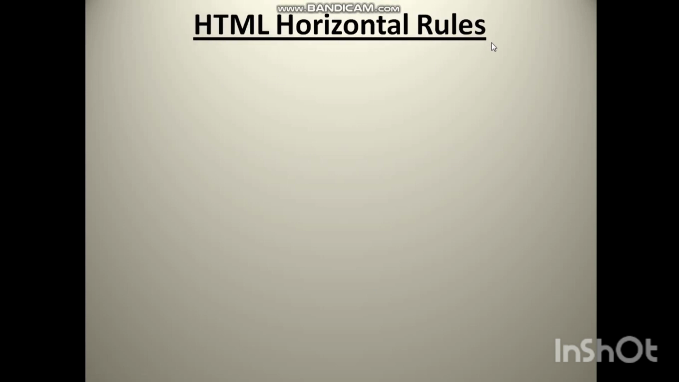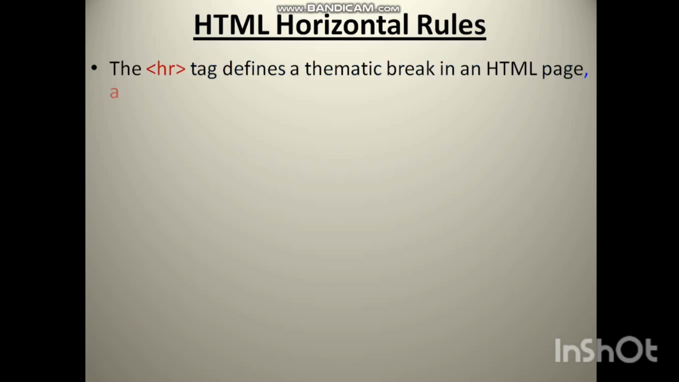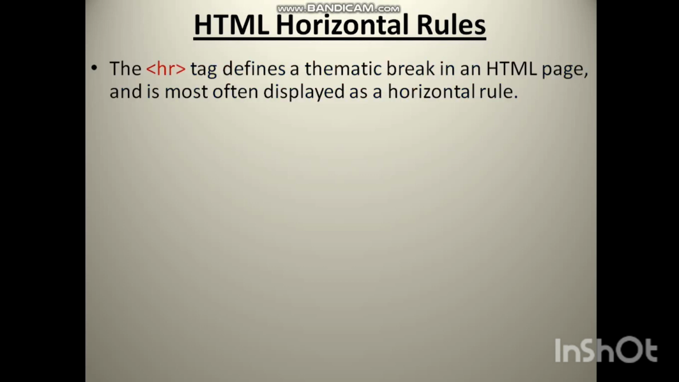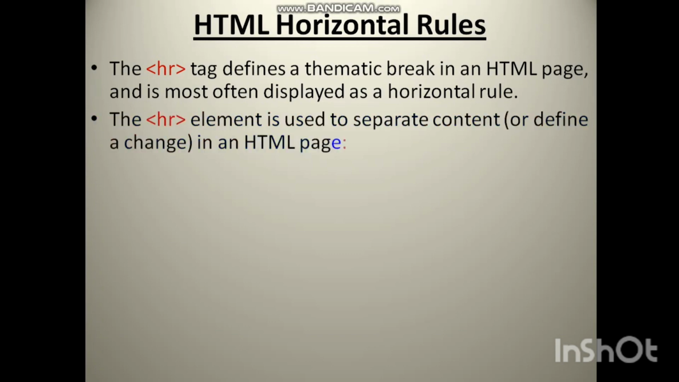HTML horizontal rules. Here are some HTML horizontal rules. The HR tag defines a thematic break in an HTML page and is often used as a horizontal rule. What is a thematic break? An HR element is used to separate content or define a change in an HTML page. It means we are separating content, which makes a thematic break.